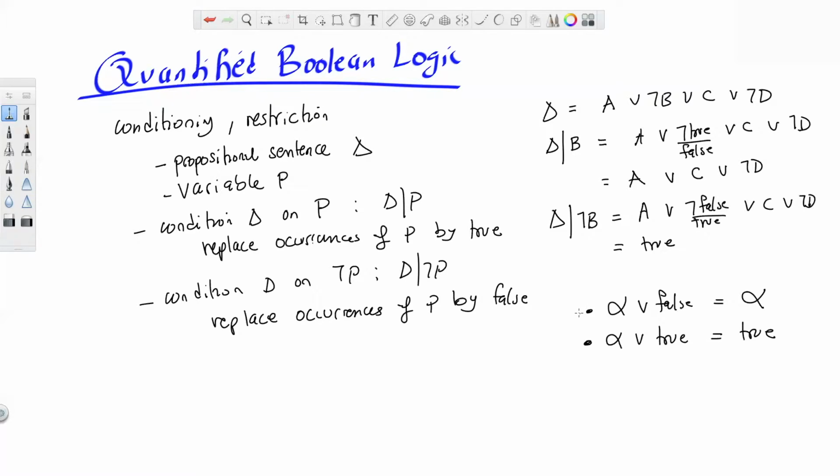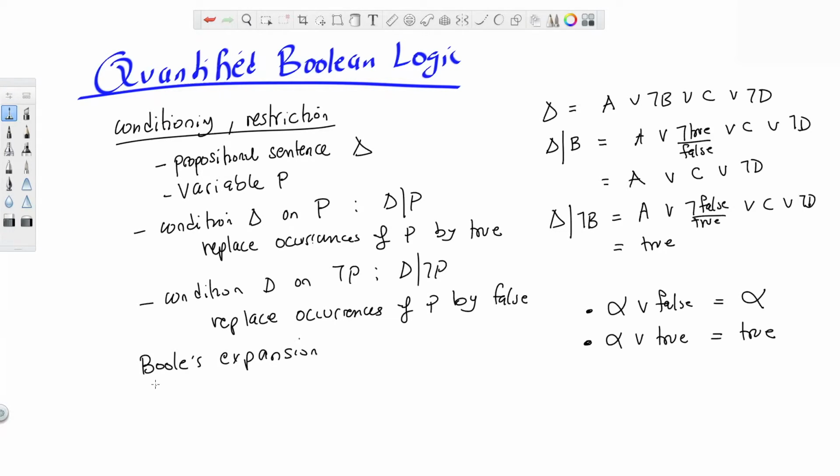Now, there are many different uses for conditioning. And I'm going to start with one of them, which is quite fundamental. It does underlie, for example, the main algorithm behind SAT solvers. And let me do it here. So if we put here conditioning and restriction, this is known as Boole's expansion.